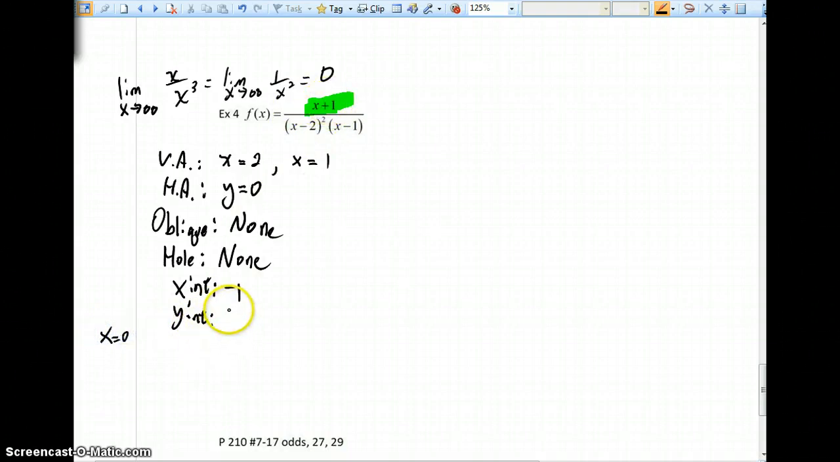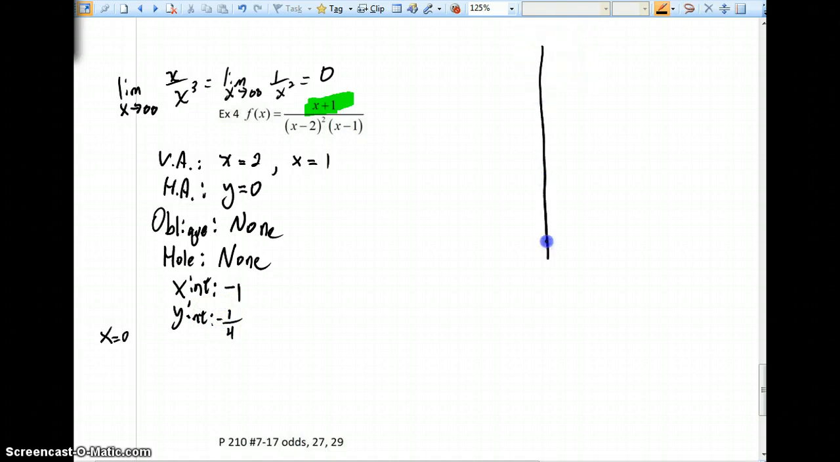Up on top, we'll have a 1. -2 squared is going to be a positive 4. But then we're going to multiply 0 minus 1, -1. So we'll have a -4 down here. We can just bring that out in front.